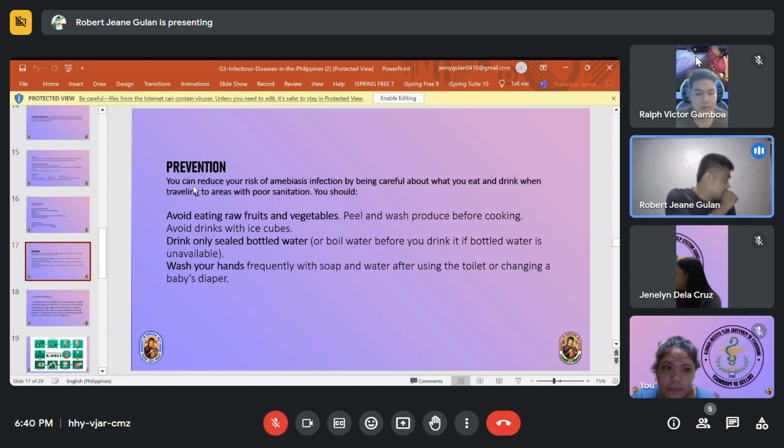Prevention. You can reduce your risk of amoebiasis infection by being careful about what you eat and drink when traveling to areas with poor sanitation. You should avoid eating raw fruits and vegetables. Peel and wash produce before cooking. Avoid drinks with ice cubes. Drink only sealed bottled water or boil water before you drink it if bottled water is unavailable. Wash your hands frequently with soap and water after using the toilet or changing a baby's diaper.